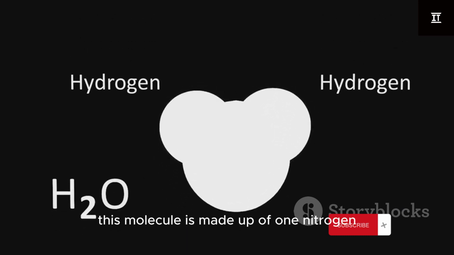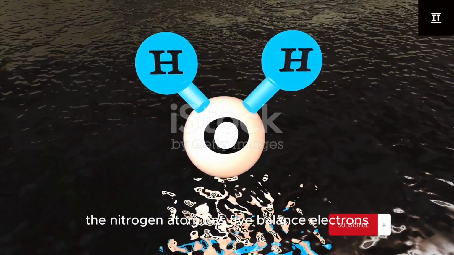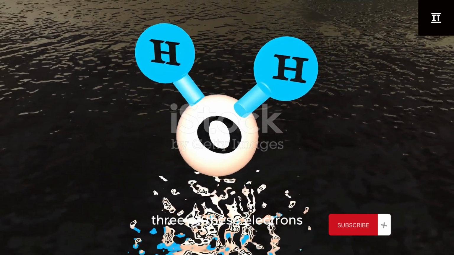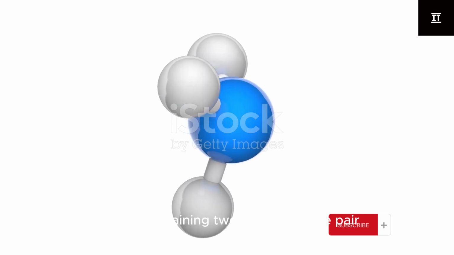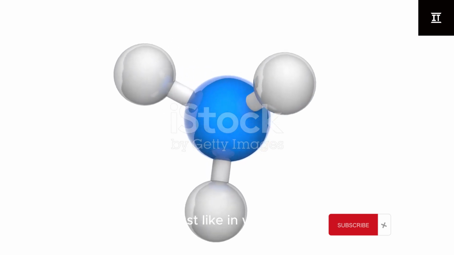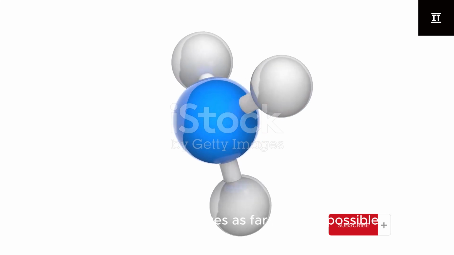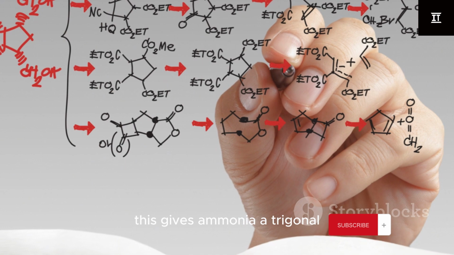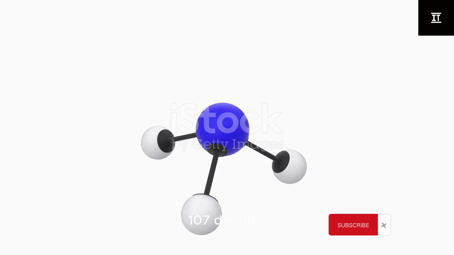This molecule is made up of 1 nitrogen atom and 3 hydrogen atoms. The nitrogen atom has 5 valence electrons. 3 of these electrons form bonds with the hydrogen atoms, and the remaining 2 exist as a lone pair. Just like in water, the electron pairs in ammonia repel each other and arrange themselves as far apart as possible. This gives ammonia a trigonal pyramidal shape with a bond angle of approximately 107 degrees.